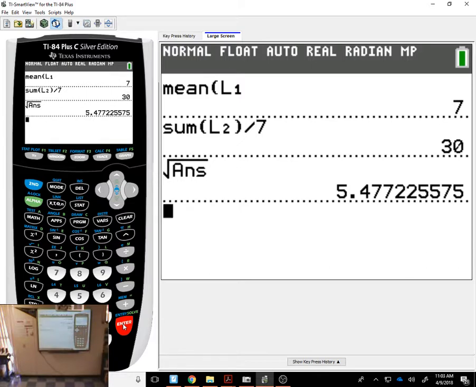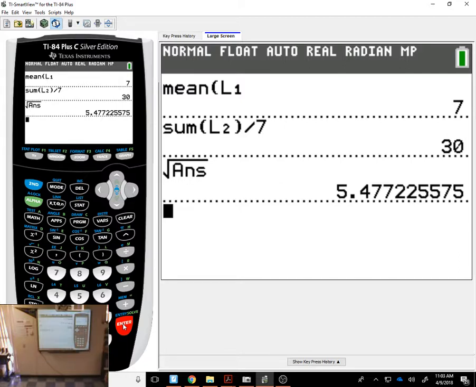Cool? Nice? I've got to remember all those steps. Yes, you can go back and watch the video. I've recorded it. Please go back and make sure you're comfortable with those steps, because if the paper test says show all your work for standard deviation, guess what you've got to do? This.